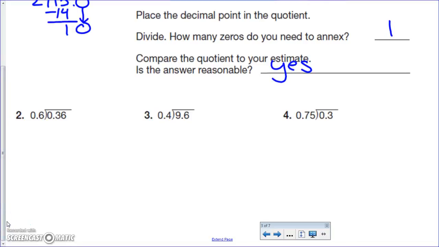For number 2, again, we need to move the decimal place one time for each number because we need to get a whole number outside the little division house. So it's going to become 6 going into 3 and 6/10. Okay, we know 6 can't divide into 3, so we're going to put a 0 and then put our decimal point in.